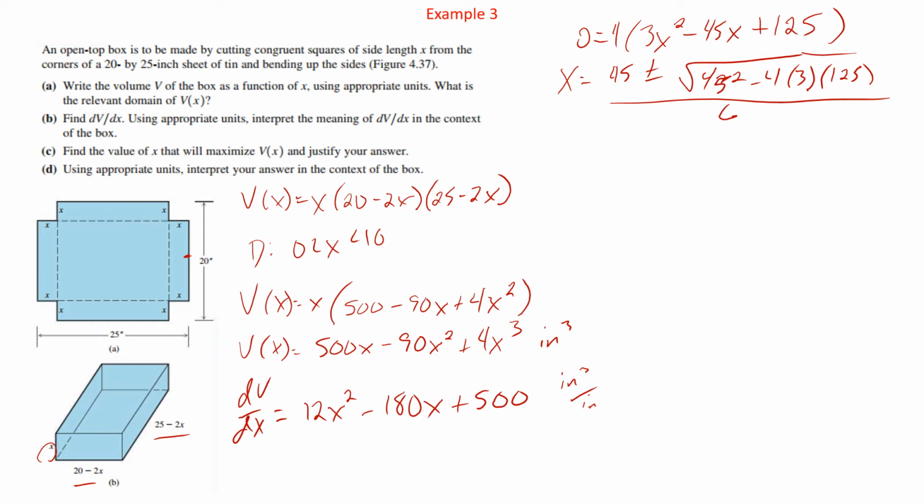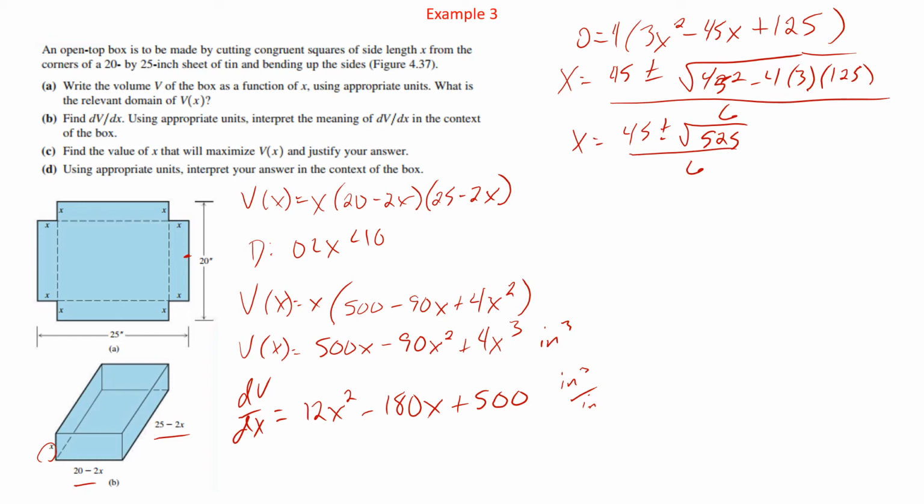So doing a couple quick calculations here, 45 squared is 2025. 4 times 3 times 125 is 1500. 2025 minus 1500 is 525. So that gives us x equals 45 plus or minus the square root of 525 over 6.